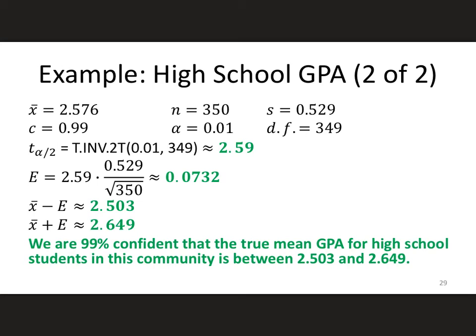Here is the worked out problem, and you can see everything. Again, this is just worked out as is, and we are saying that we are 99% confident that the true mean GPA for high school students in this community is between 2.503 and 2.649.